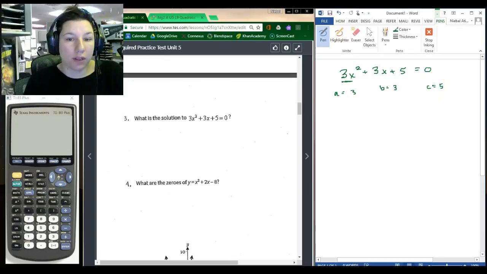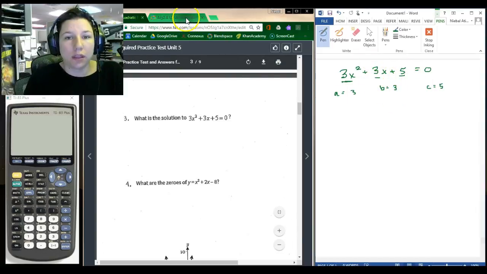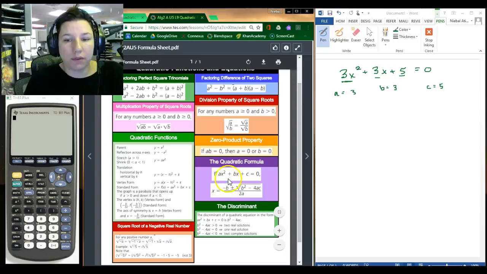If you try to factor it and you realize that you can't, that's fine. Just then go back and use the quadratic formula at that point. So we have a equal to 3, b is also equal to 3, and c is equal to 5. You don't need to memorize the quadratic formula. We've given it to you here.